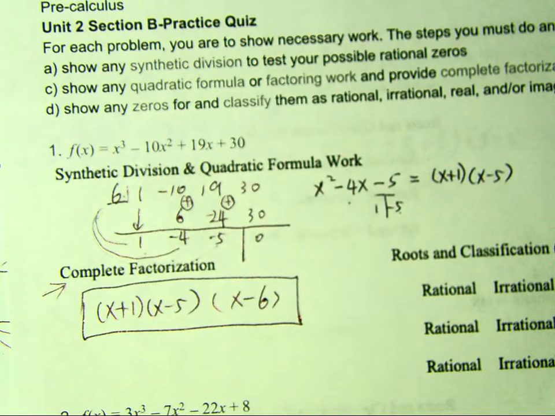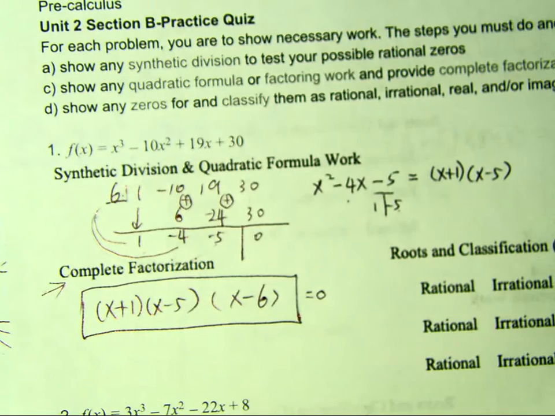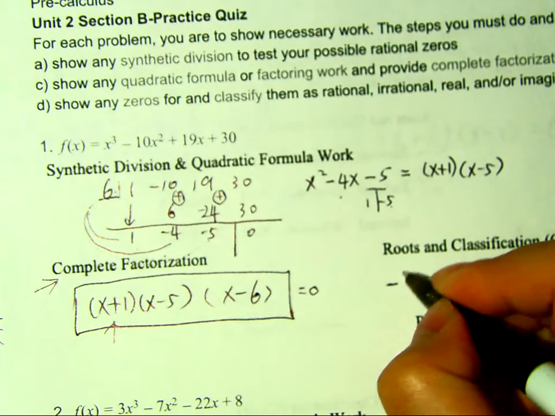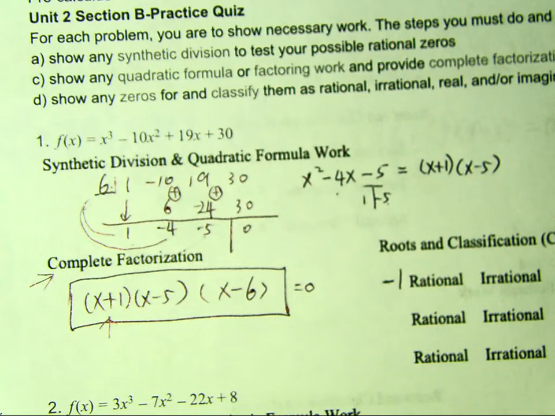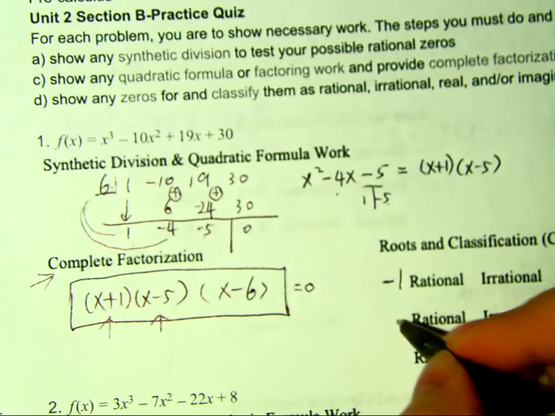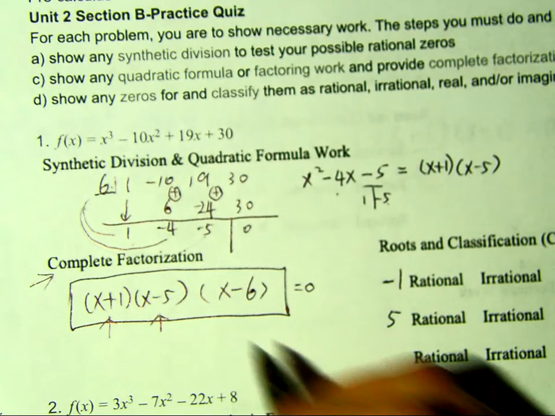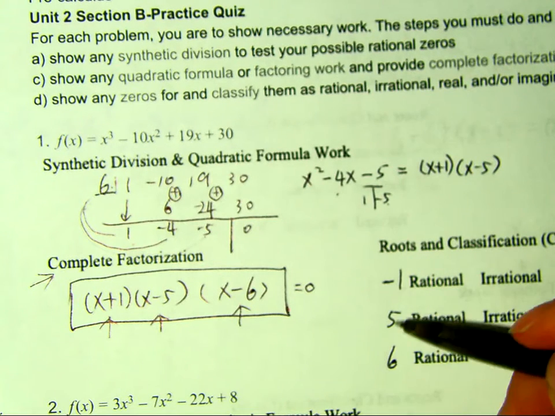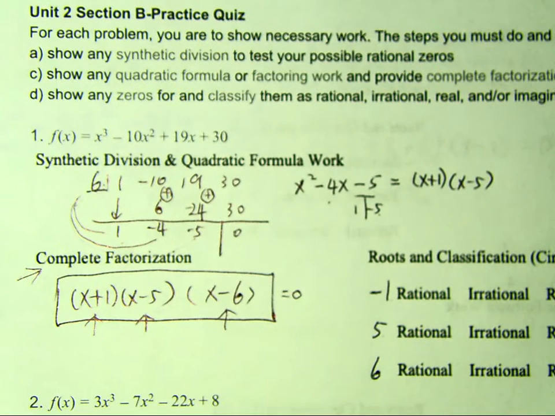After you've done this step, let's solve it. We set this whole thing equal to 0. So we find from here, x is negative 1. That's one of the roots. From here, it's 5, so that's the other one. And from here, it's 6, so that's a third one. We have 3 solutions for this polynomial function.